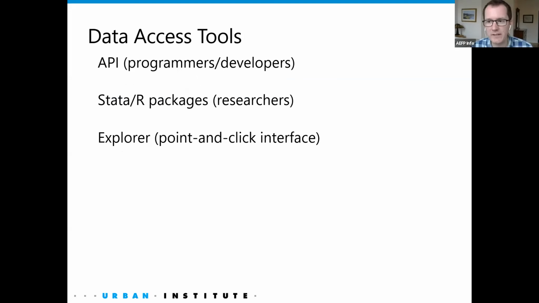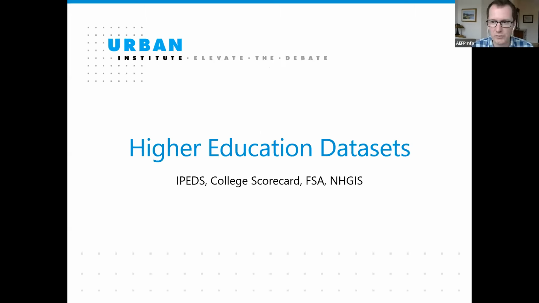And then we have different data access tools, including an API for programmers and developers, data in R packages for researchers, and what we call the Explorer, which is a point-and-click interface to make these data accessible to folks who don't have programming skills, but just have a web browser and want to get a little bit of data. And a little later in the presentation, I'm going to dive deeper into each of those and walk you through how it works with a focus on how you might use it to access some of these higher education data sets.